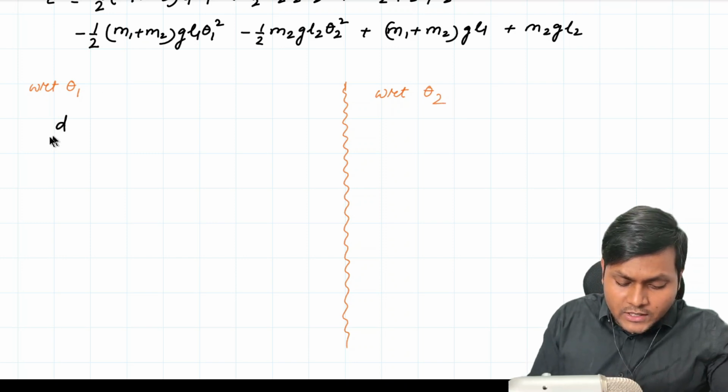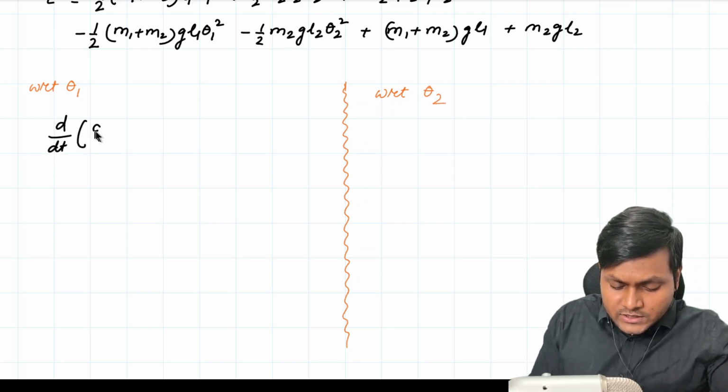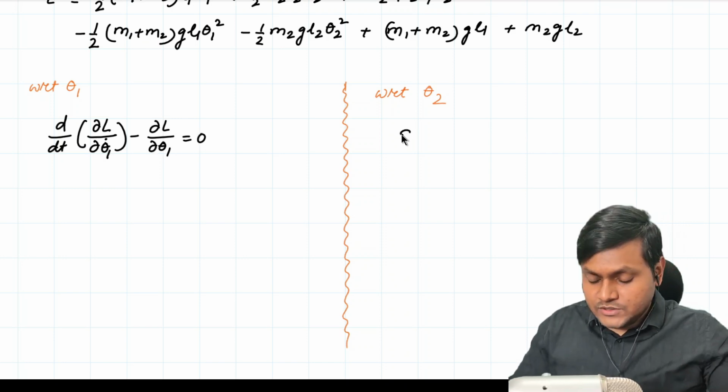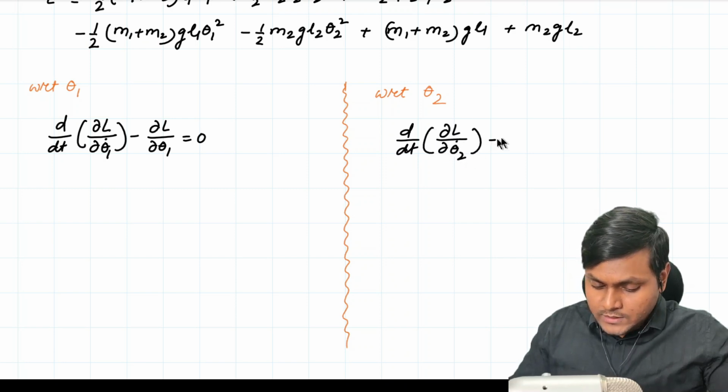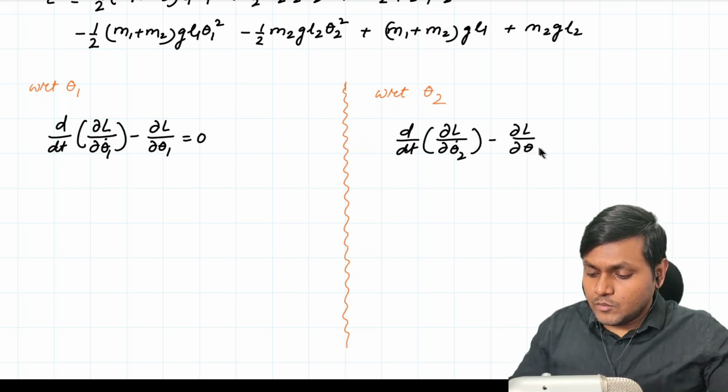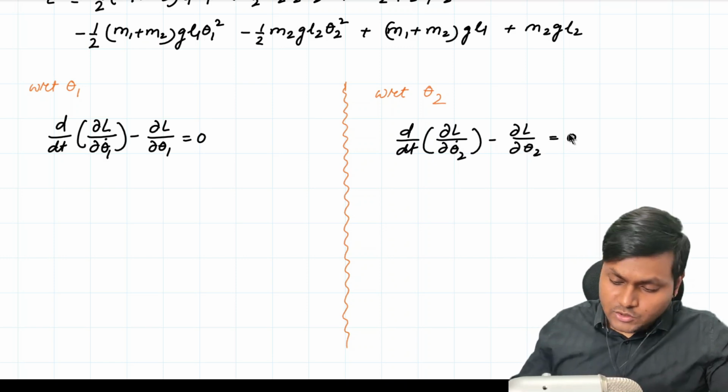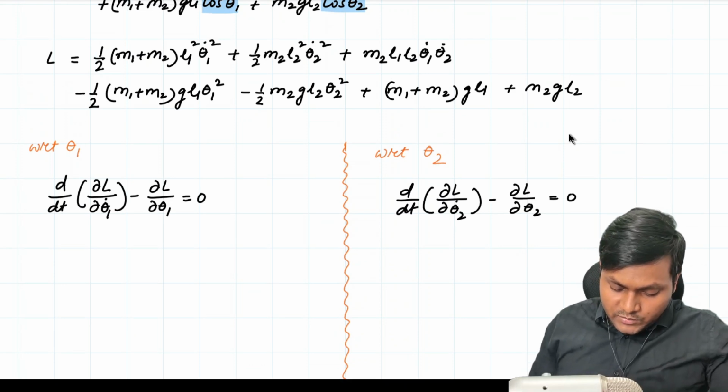So the Euler-Lagrange equation is d upon dt of ∂L upon ∂θ1 dot minus ∂L upon ∂θ1 is equal to 0. And with respect to θ2, you have d upon dt of ∂L upon ∂θ2 dot minus ∂L upon ∂θ2 is equal to 0. So I need to obtain these terms first. So let me obtain these terms.